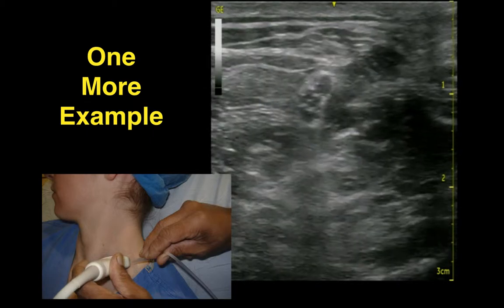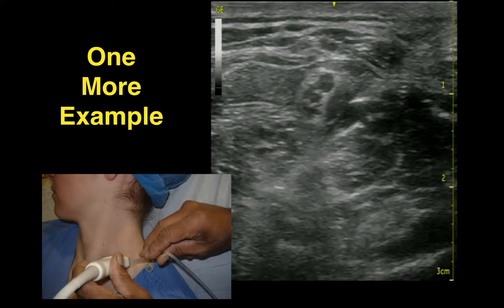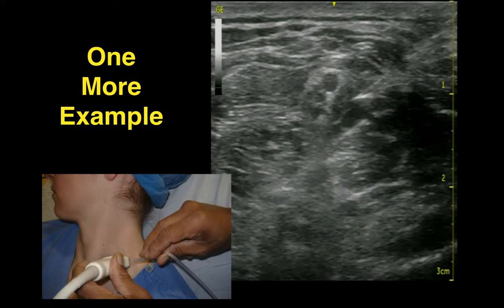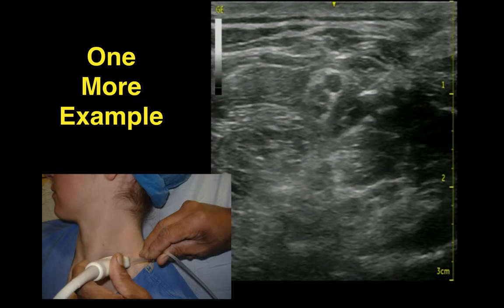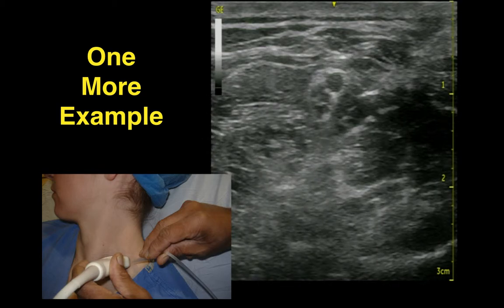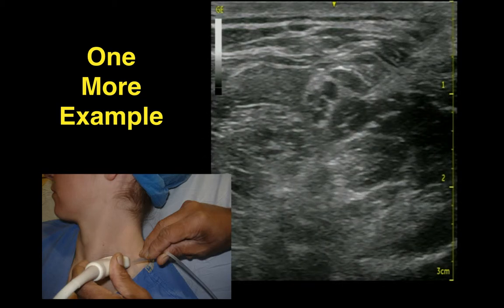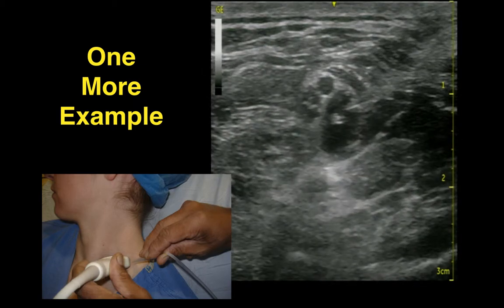Now we have found the brachial plexus and we're about to advance a catheter. Notice the distance that is maintained throughout the procedure between the needle tip and the brachial plexus. Similarly, note the distance between the needle tip and the dorsal scapular and long thoracic nerves.